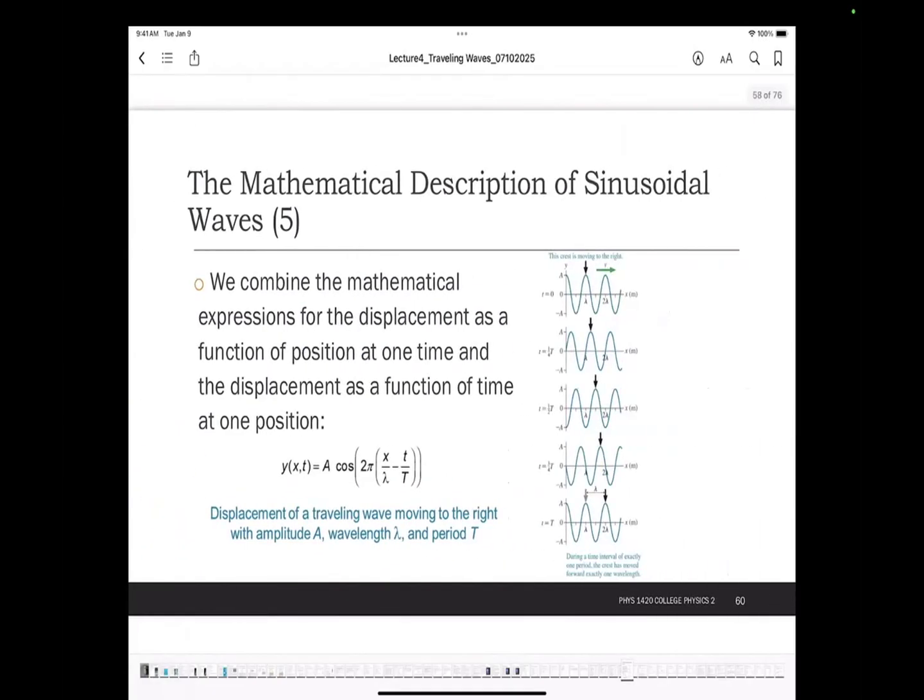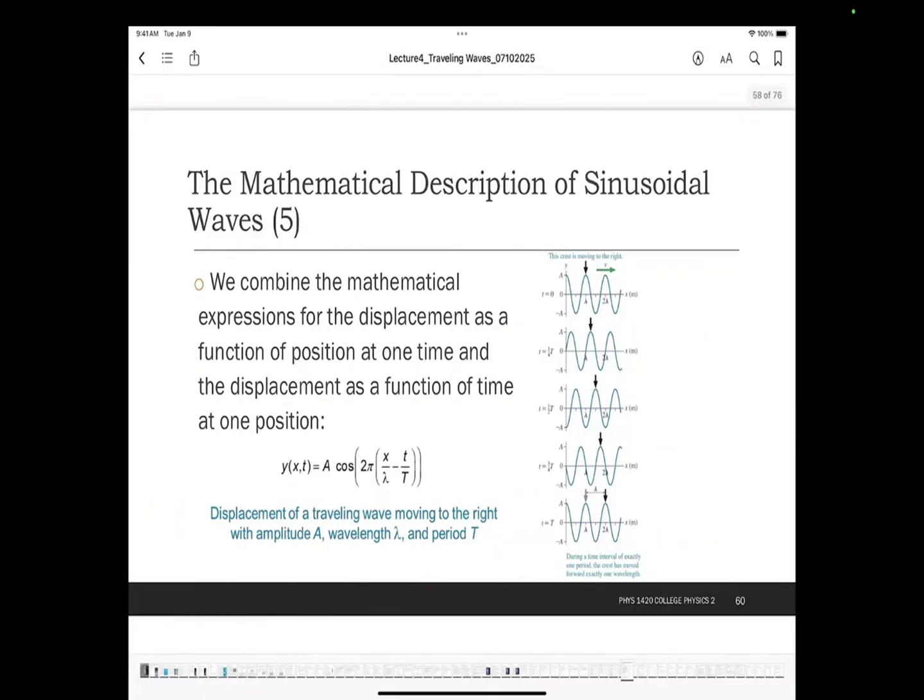And we combine the mathematical expressions for the displacement as a function of position at one time and the displacement as a function of time at one position. We combine those two functions.